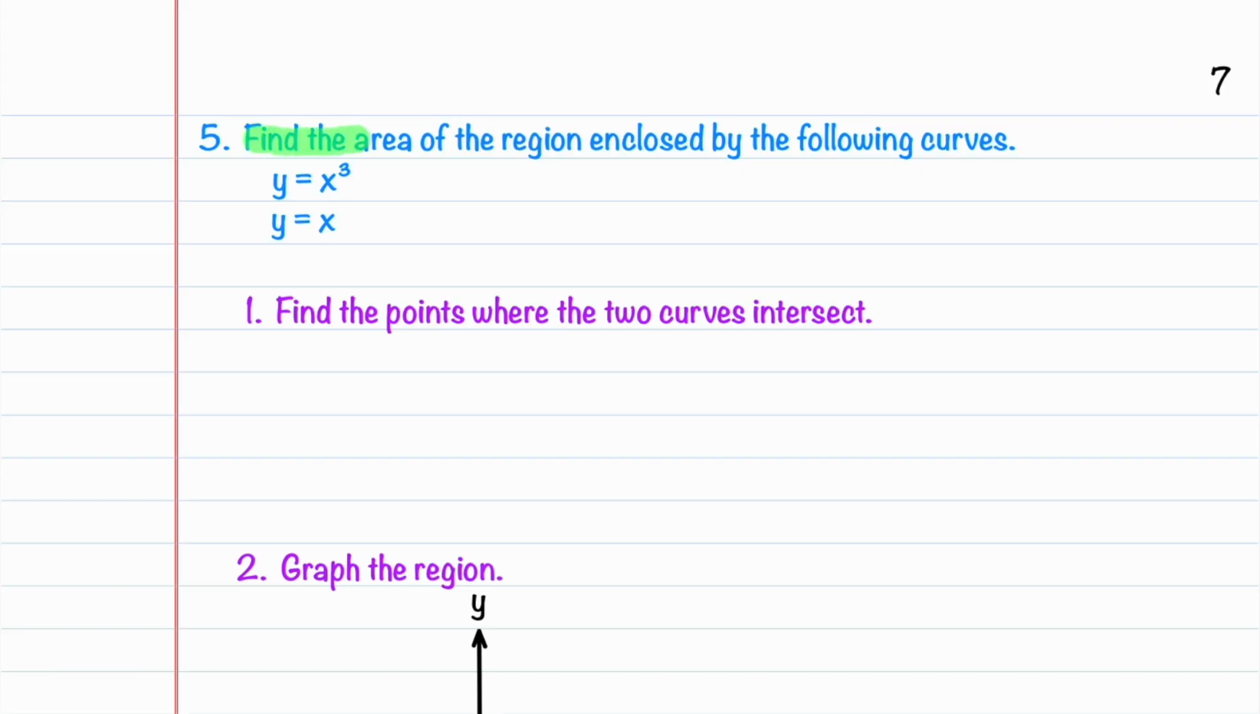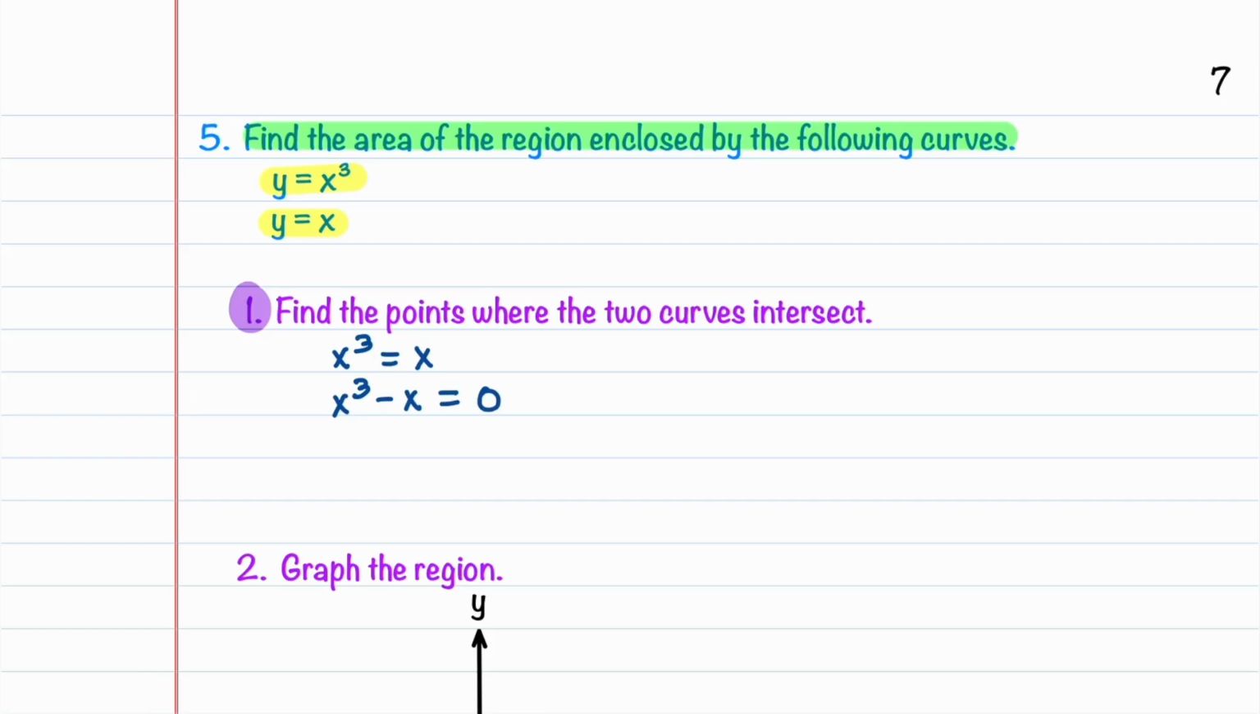In this example, we are going to find the area of the region enclosed by the following two curves. We have the curve y is equal to x cubed, and we have the curve y is equal to x. The first thing that we're going to do is find the points where these two curves intersect. All we have to do is set them equal to each other. X cubed is equal to x. We need to make sure to not cancel out an x, and instead we're going to bring the x over to the left.